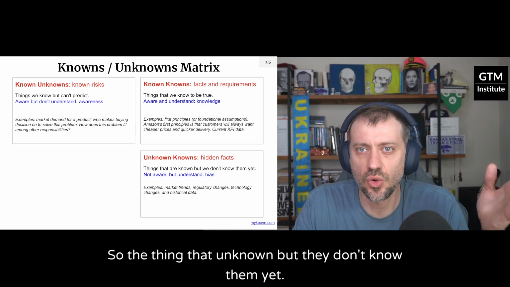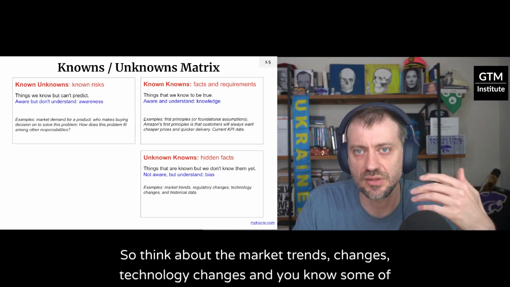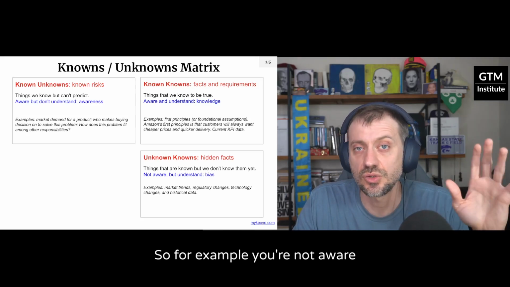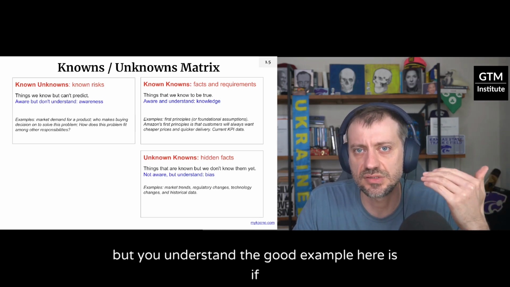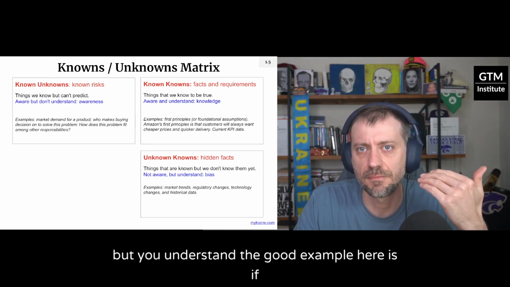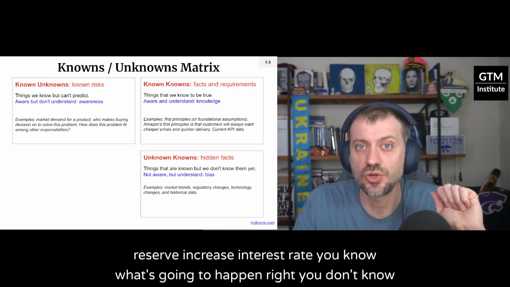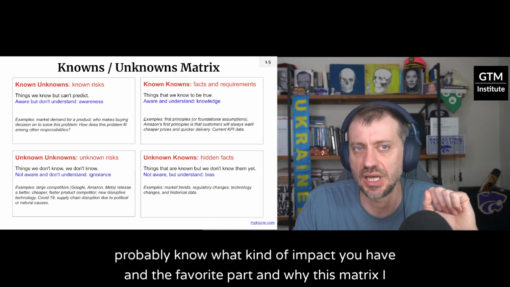Now, unknown knowns are the hidden facts. Things that are known, but you don't know them yet. Think about market trends, technology changes, and some historical data. So, for example, you're not aware, but you understand. A good example here is if the Federal Reserve increases the interest rate, you know what's going to happen, right? You don't know when, but if that happens and you work in the investment or finance industry, you probably know what kind of impact it has.